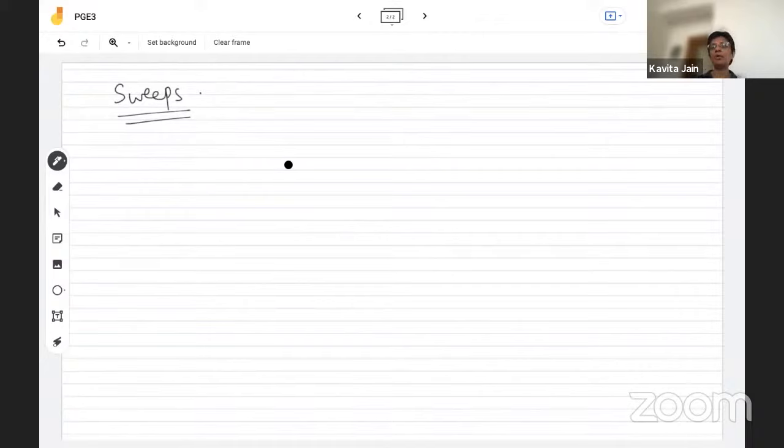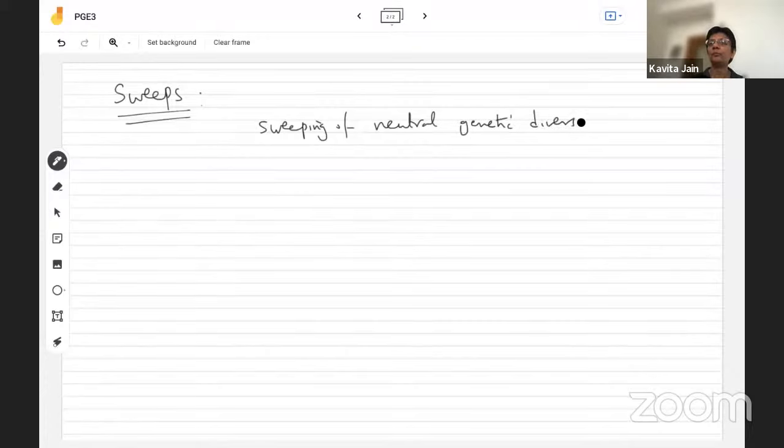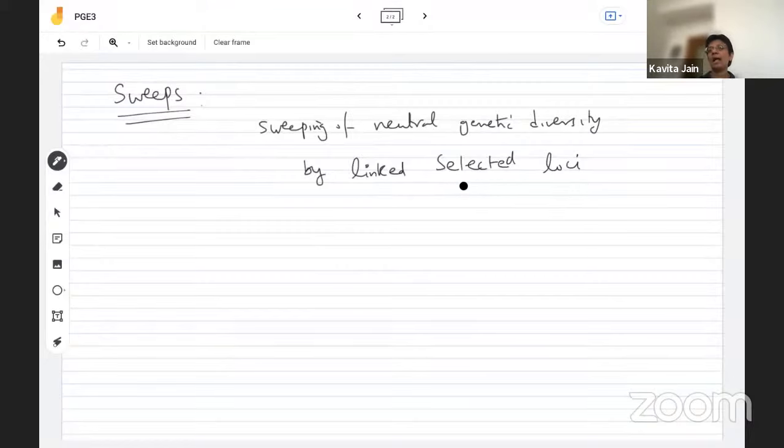So sweeping by whom and sweeping what? We are thinking here of sweeping of neutral genetic diversity by linked selected sites. So this is the broom and this is what is being swept away. I've written here selected, but it can also be linked neutral ones. This is a general term that people use to say what sweeps are.